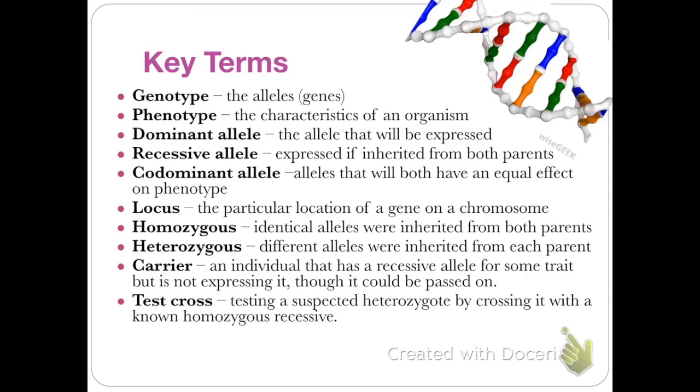And then lastly, a test cross is something that we'll do a lot of. This is a sample crossing to test a suspected heterozygote by crossing it with a known homozygous recessive individual. Because then if that individual is heterozygous, the dominant trait will at some point arise.